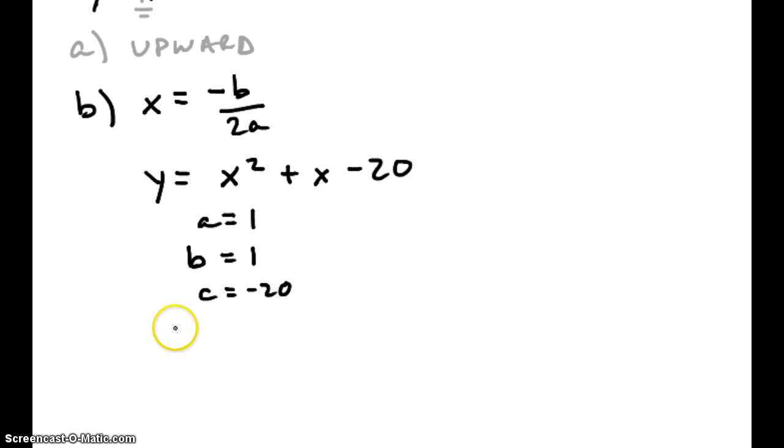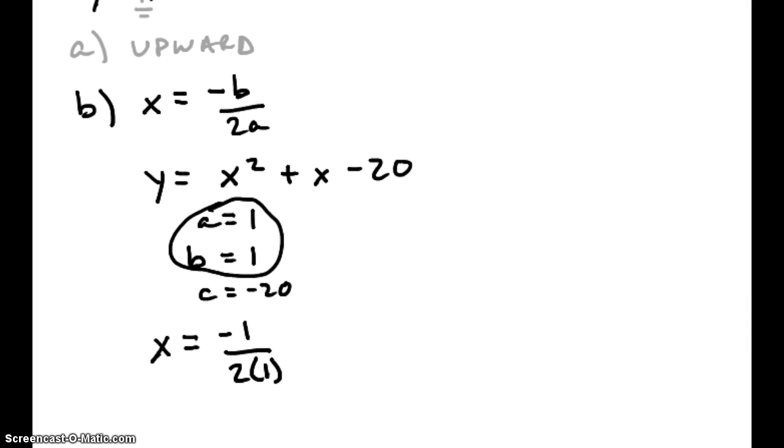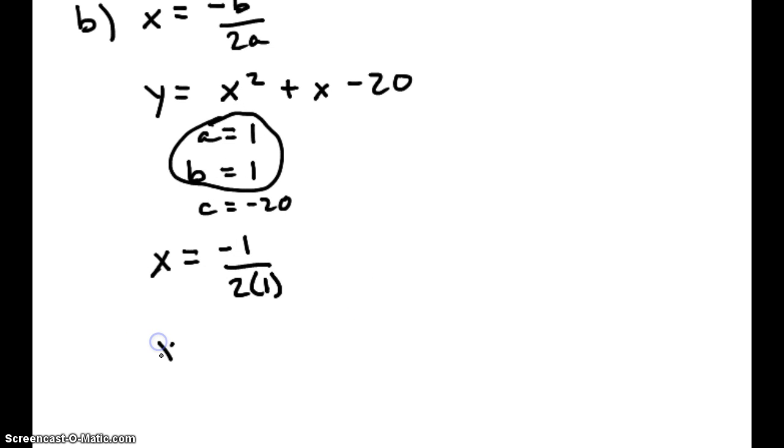Now, I'm just concerned with A and B. I don't really care about C when I'm finding the vertex. C controls the up and down shift, so shifting it up and down is not going to determine where the vertex is located along the x-axis. So what I do is I set up my equation. X is equal to negative b over 2a. X is equal to negative 1 over 2 times 1. Now when I do that, I get x is equal to negative 1/2.